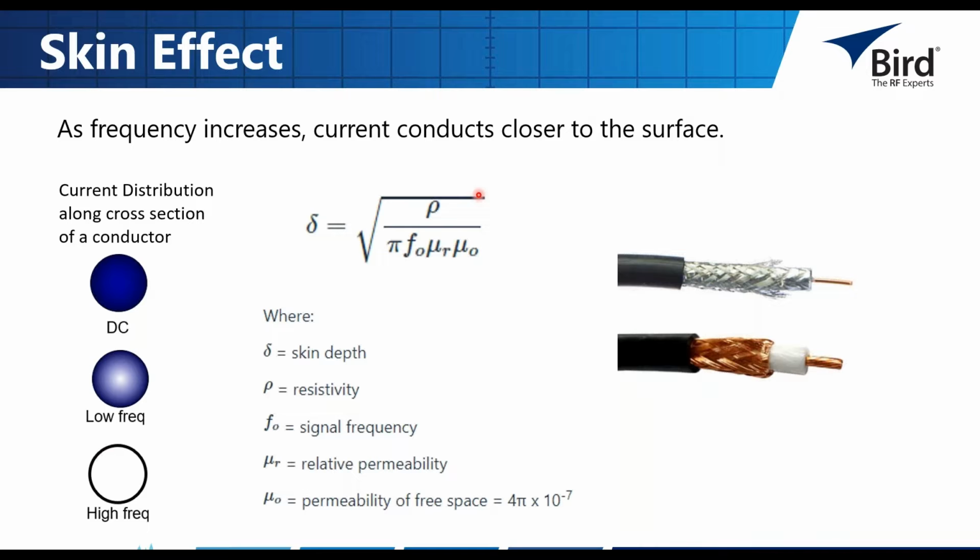And this means we're going to have less space to push all those electrons down the line. So you're going to have more electrons bumping into each other, and you're going to be experiencing more heat. And we can see that effect is getting worse as we go up in frequency.